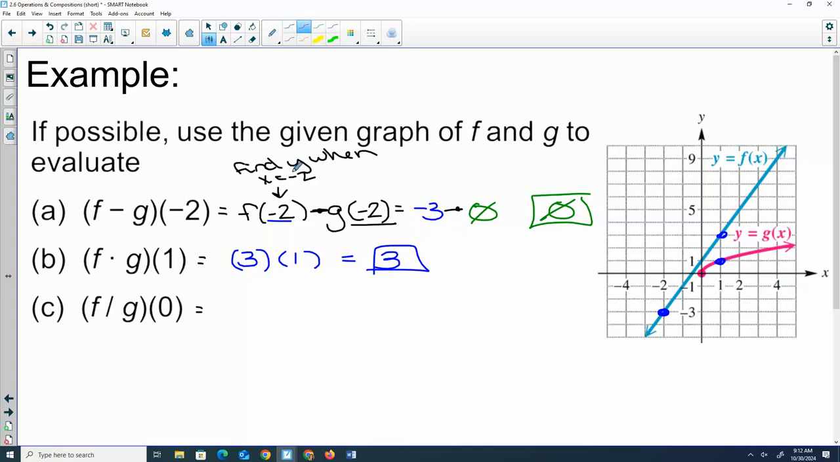F divided by g of 0. So when x is 0, the y value of f is 1. The y value of g is 0. Can you do 1 divided by 0? No. Can't have 0 on the bottom, so that's no solution. Alright. Are we okay with reading these graphs?